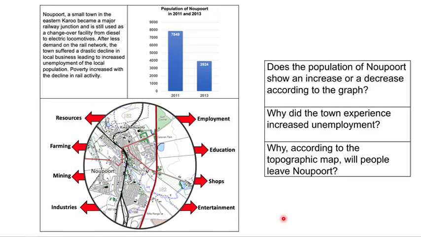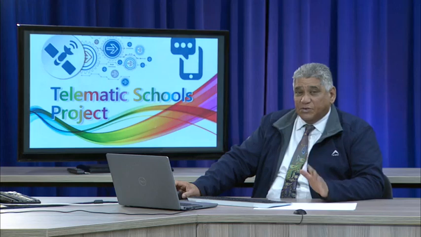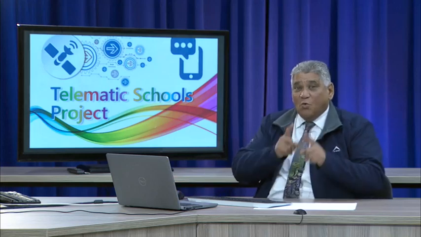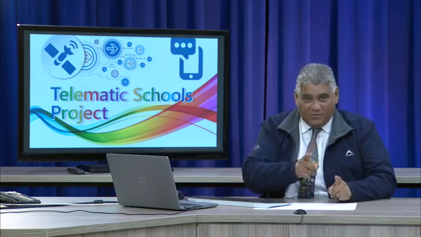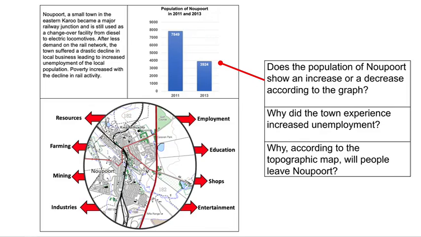The first question: does the population of Noupoort show an increase or decrease according to the graph? Immediately, you know that is what I must use. I must use this part of the infographic. Can you see when I showed you what is an infographic? Can you see how important this is again? You must know what information to use to get to your answer. And in this one, luckily, they say according to the graph.